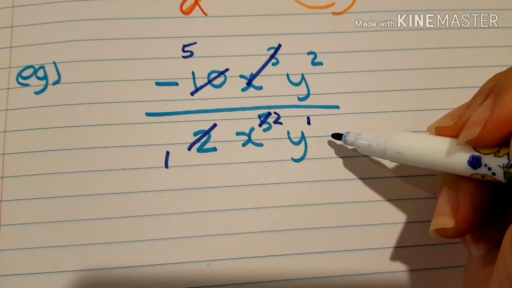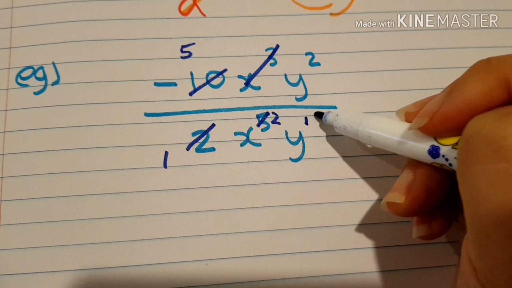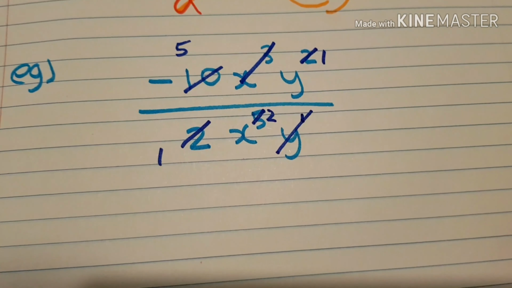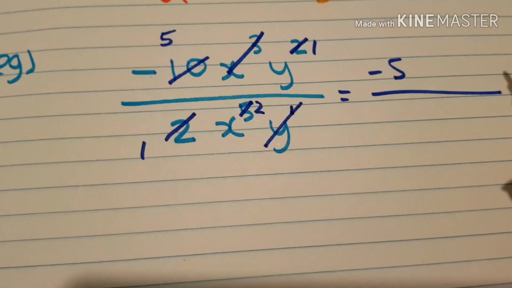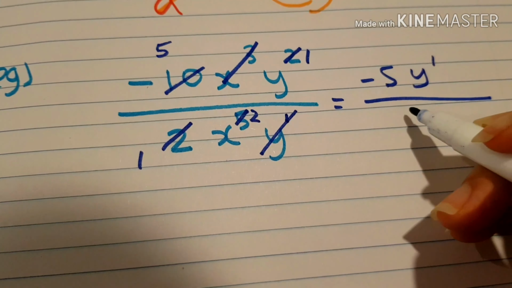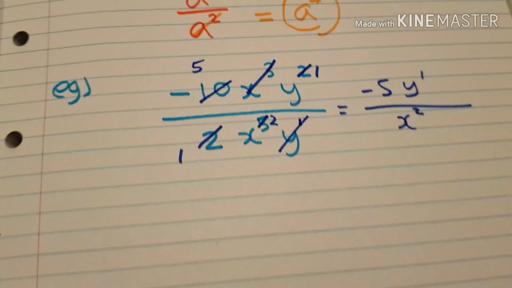Which one has more y? Yep, obviously the top one. By how many? 1 more y. So therefore, if I rewrite, yep, y to the power of 1 and x to the power of 2.